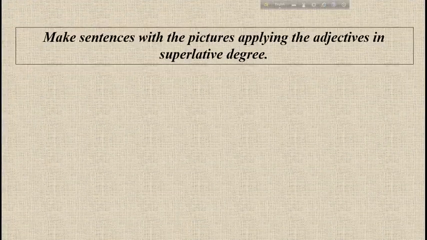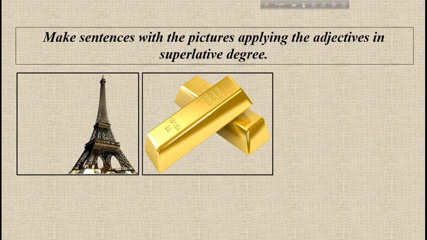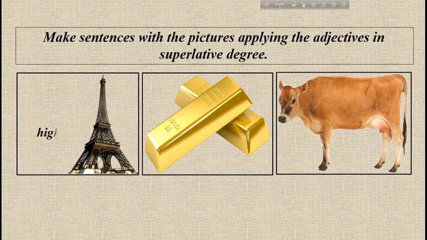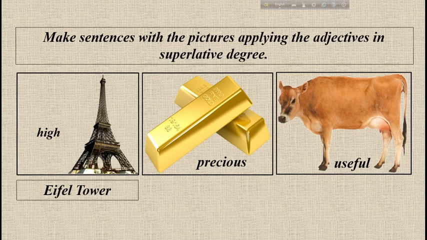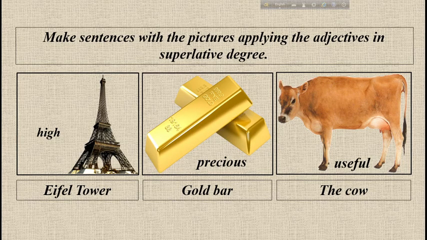Dear learners, make sentences with the pictures applying the adjectives in superlative degrees. High, precious and useful. Eiffel Tower, gold bar, the cow.